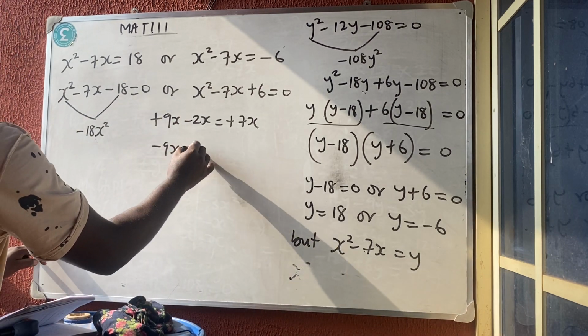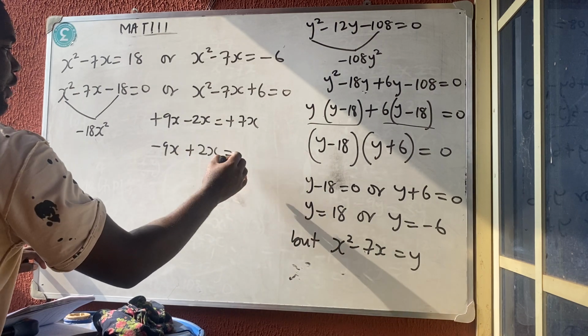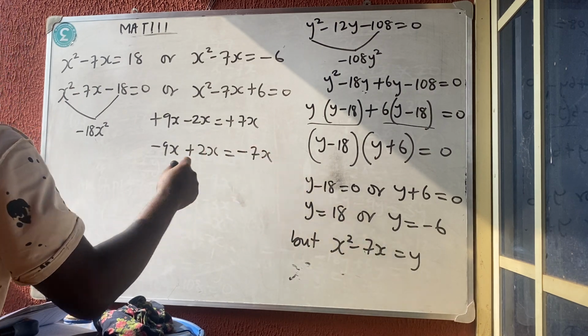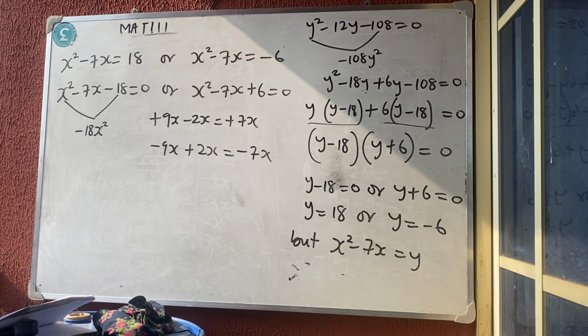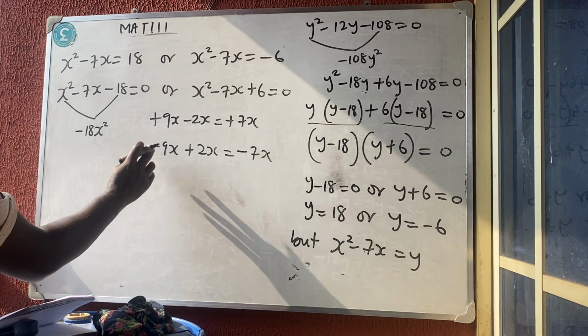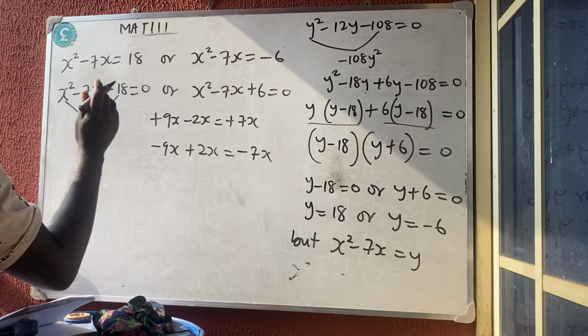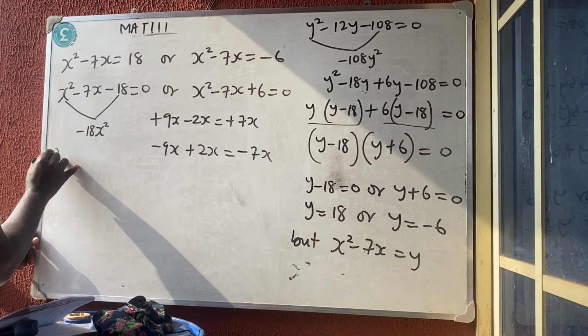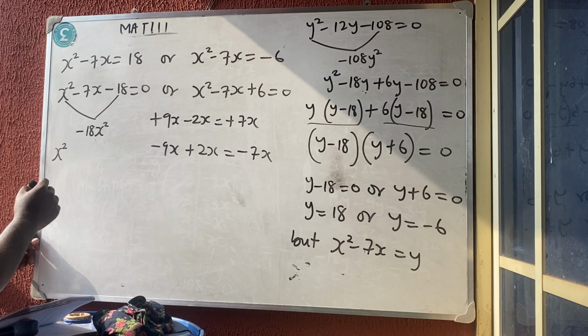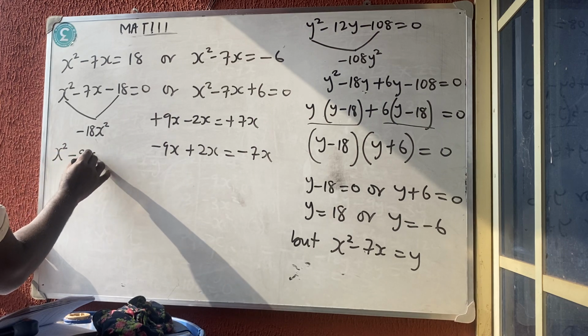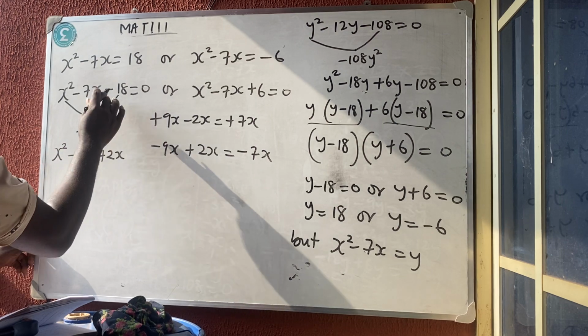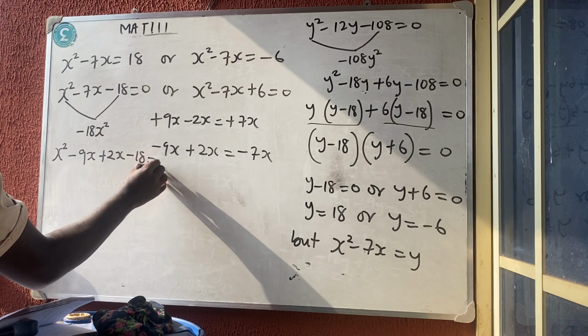Change the sign of this one, I'm having plus 2x, is equal to change the sign of this one, minus 7x. I have gotten exactly minus 7x, which means anywhere I see minus 7x, I will replace it with minus 9x plus 2x. So let's continue. I'm having x squared here. Instead of writing this, I'll now write minus 9x plus 2x. Bring down minus 18 is equal to 0.